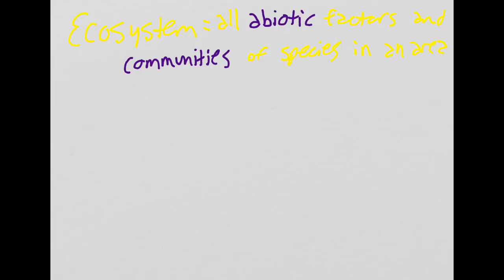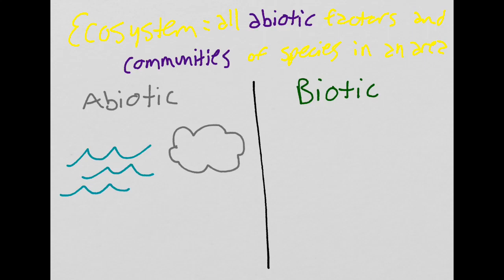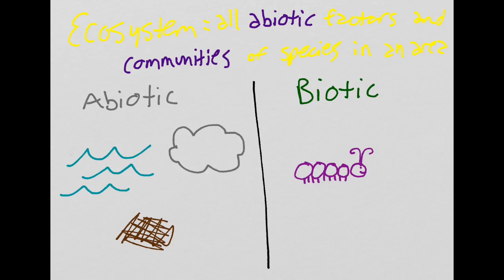Now we're going to get into ecosystems, which consist of all the abiotic factors, or non-living things, and the communities of species in an area. Those would be the biotic factors. Some examples of abiotic factors would be things like the water supply, the weather, or inanimate things like mud and rocks, while biotic factors would be things like this lovely bug or the plants in an area.